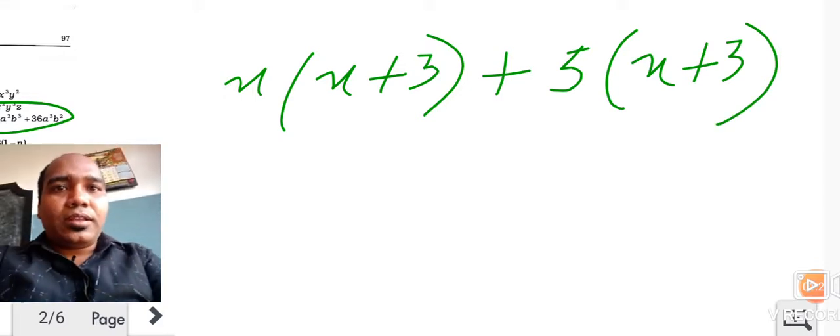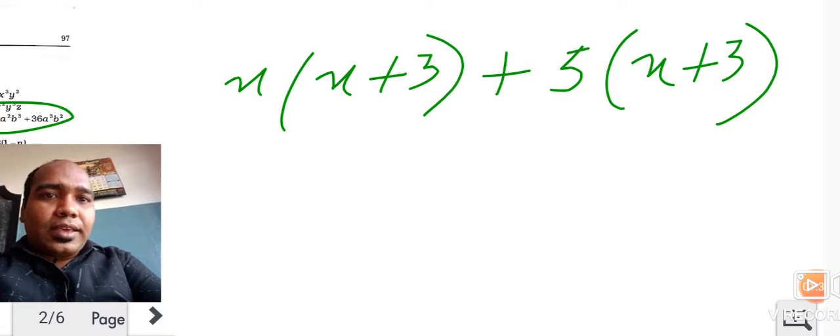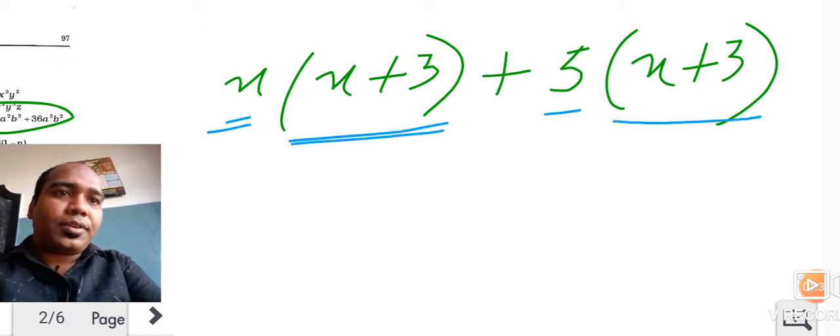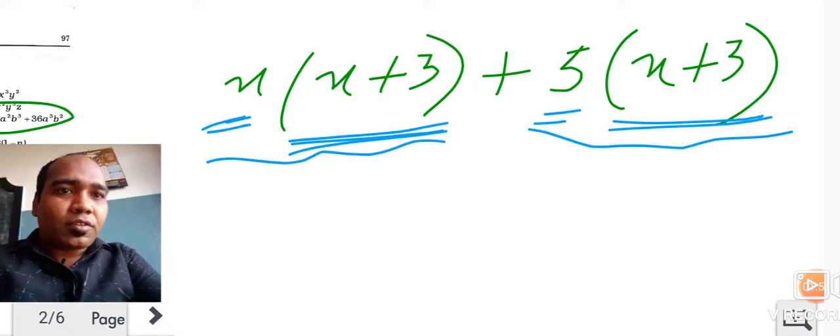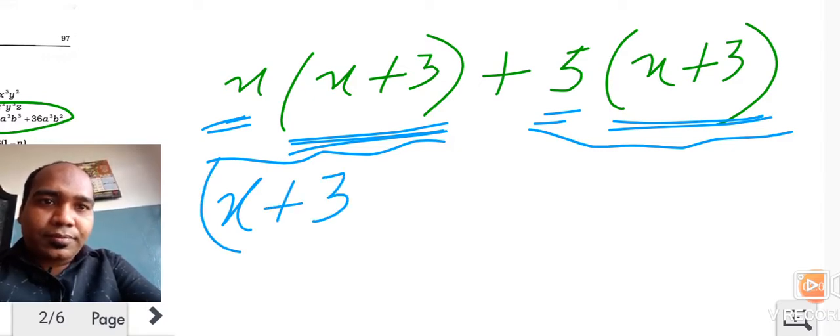Now, just pay attention here to one thing. In this x into x plus 3, this x is multiplied with x plus 3. Here 5 is multiplied with x plus 3. So, one thing we can see common: x plus 3 is being multiplied here with 5 and here with x. So, in both these terms x plus 3 is common. So, what can we take? x plus 3 we can take as common.